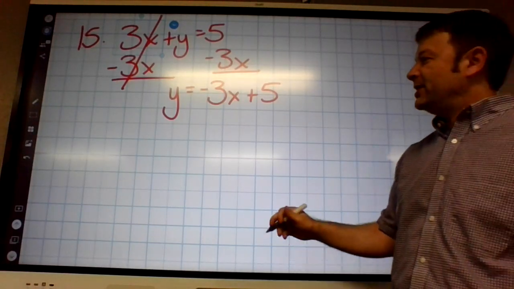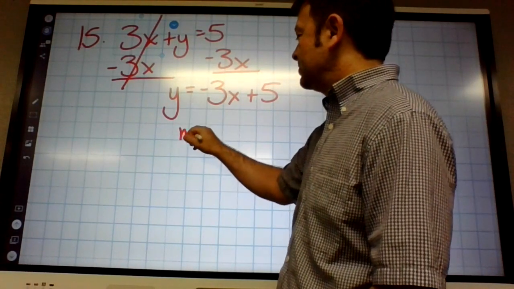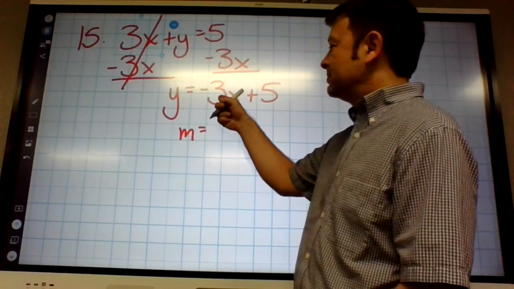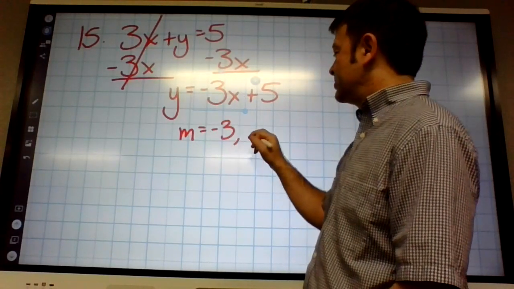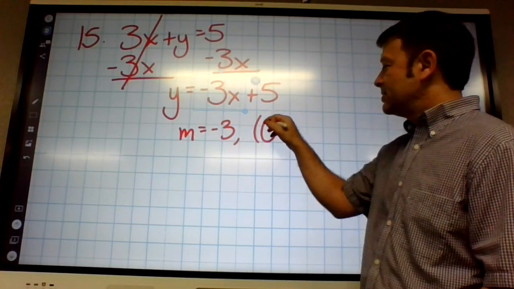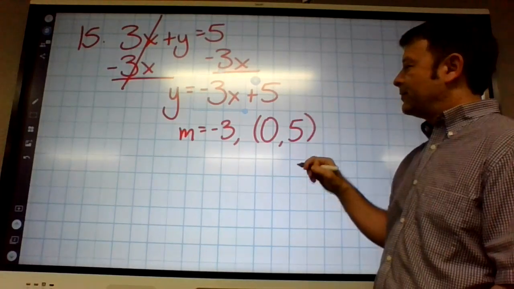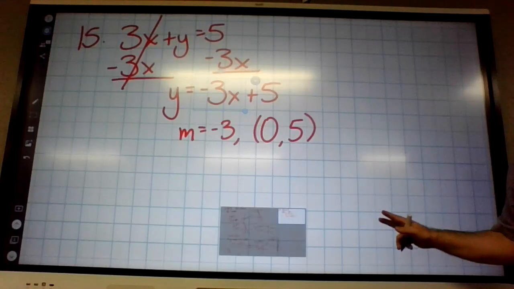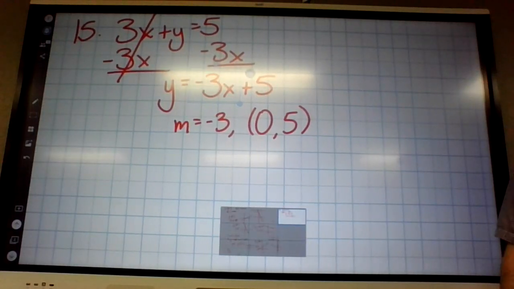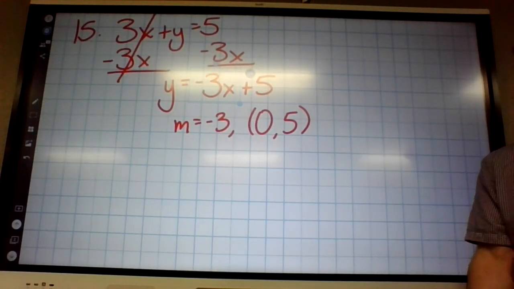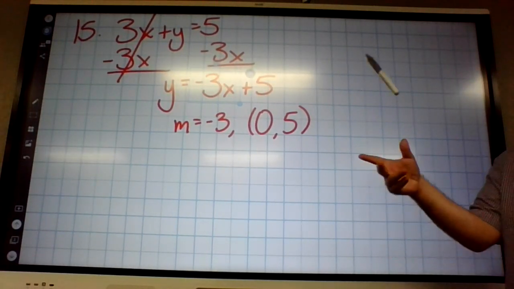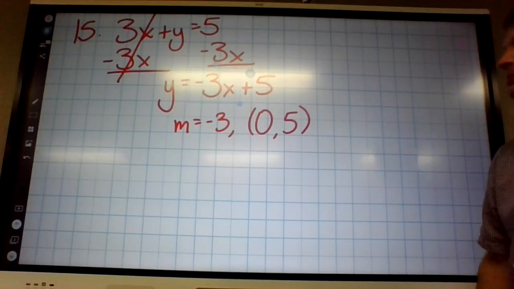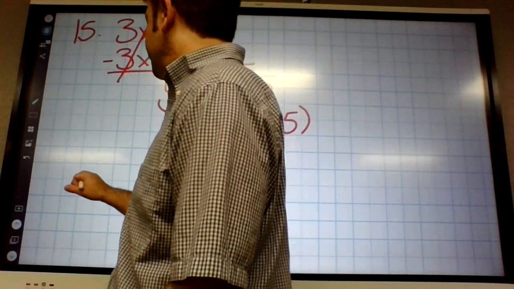All right, what is the slope? -3. What is the y-intercept? 5. I'll put 0, 5. If you wrote like y-intercept equals 5, I wouldn't count that wrong. It's true.